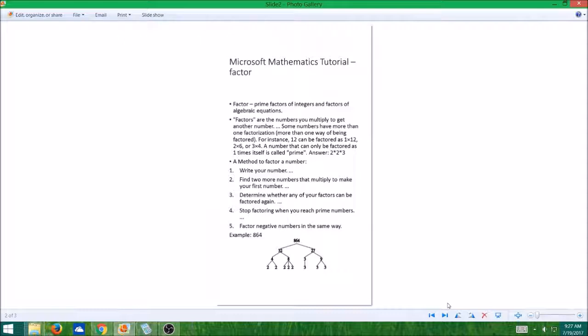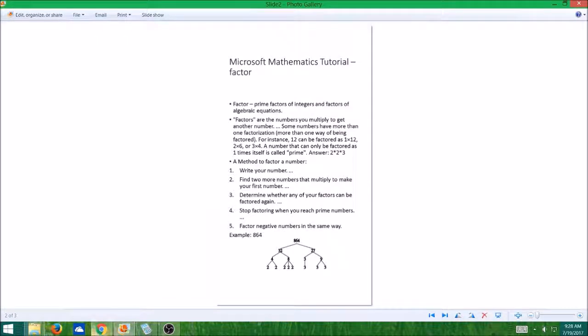So let's take the example of 864. It can be broken down as a product of 32 and 27. 32 is the product of 4 and 8. 4 and 8 can be broken down as 2 times 2 for 4, and 2 times 2 times 2 is equal to 8. And then for 27, we have 3 times 9. Well, 3 is a prime number, and 9 is a product of 3 times 3. So our prime factors for the number 864 are 2 to the 5th times 3 to the 3rd.